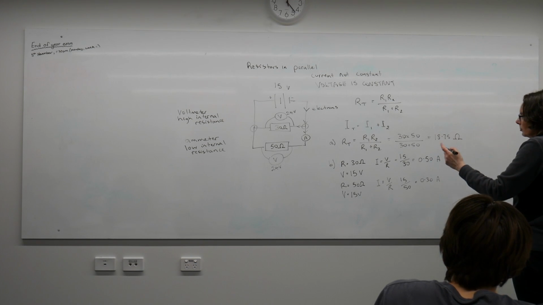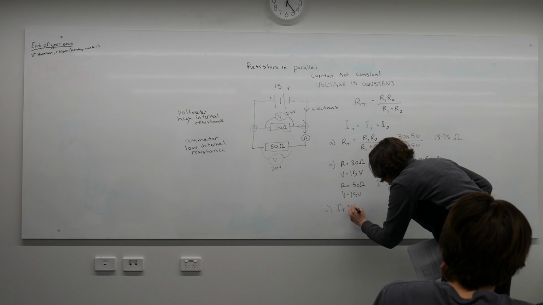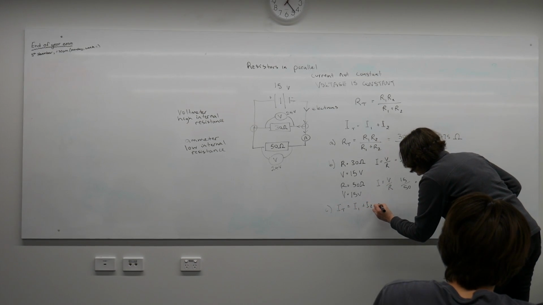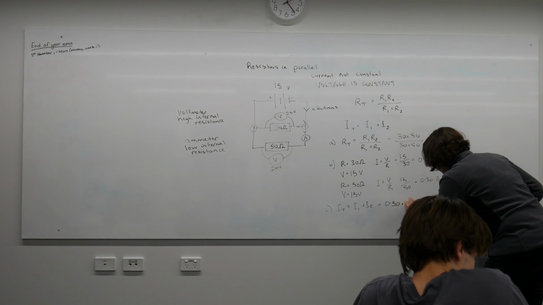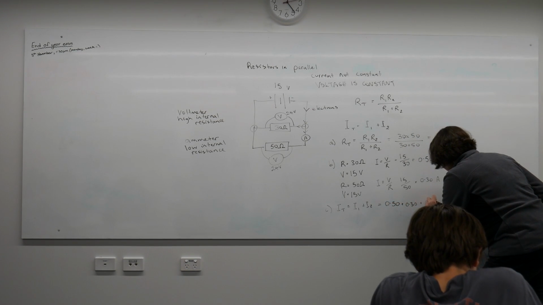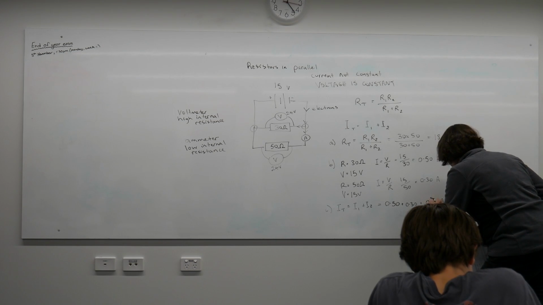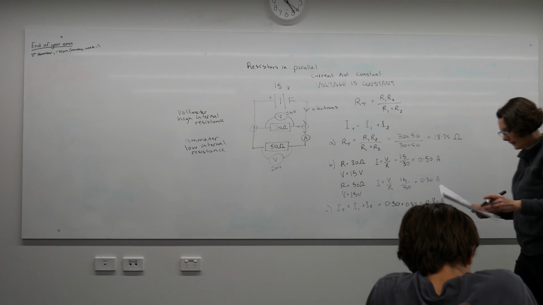And then the total current is just going to then be, so C, IT is equal to I1 plus I2. So it's just going to be 0.50 plus 0.30, 0.80 amps for our total current.